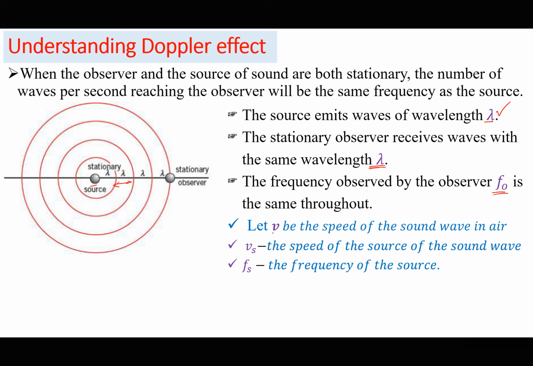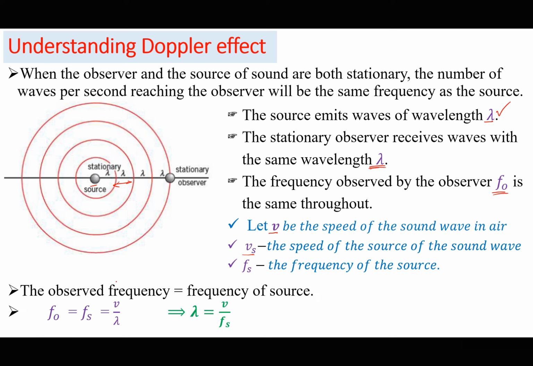So we are saying let v be the speed of the sound wave in air, vs be the speed of the source of the sound wave, and fs be the frequency of the source. If the observer is stationary and the source is stationary, we have said that the observed frequency, f naught, is going to be the same as the frequency of the source. I'll always use f naught for the frequency which is observed by the observer, and fs for the frequency of the source.